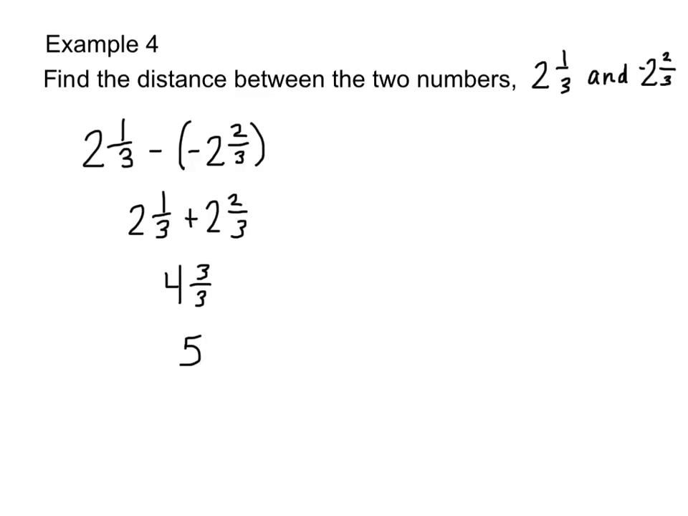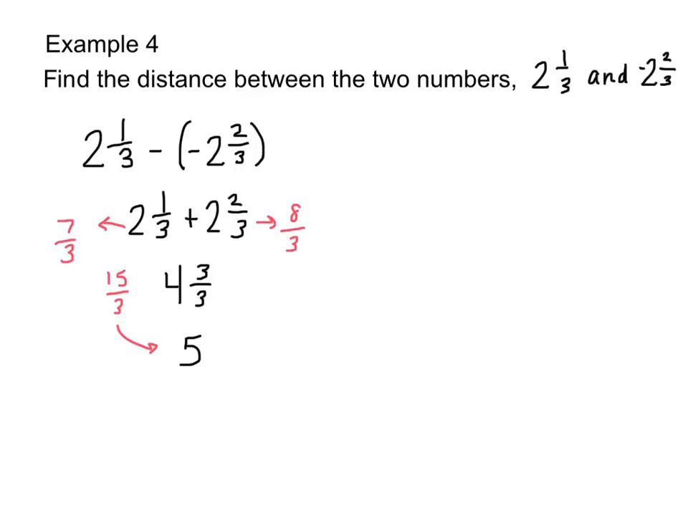Now, once again, you could have taken these and changed 2 1/3 to 3 times 2 is 6 plus 1 is 7/3. And this 6 plus 2 is 8/3. 7/3 plus 8/3 is 15/3. And 15/3 is equal to 5. So either way, you would have gotten the same answer.